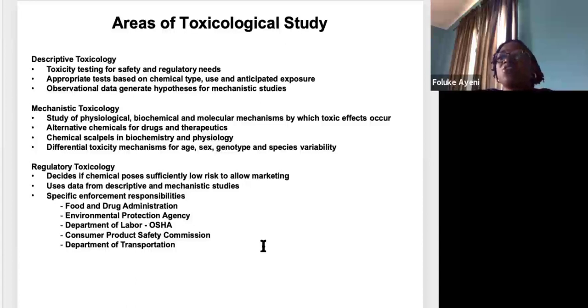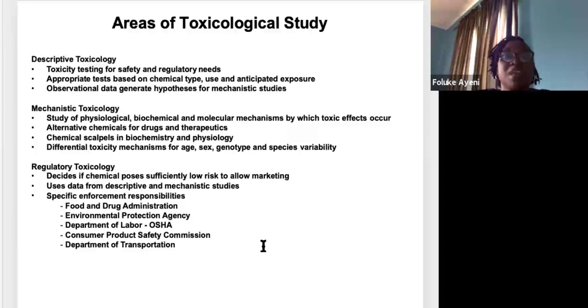I've mentioned that we have so many toxicologists that have done different works. Now, the areas of toxicology have been structured and divided into sections that deal with particular toxic reactions. And I've tried to list them here. I put some of them in your notes. We have the area of descriptive toxicology, where we have toxicity testing for safety and regulatory needs.